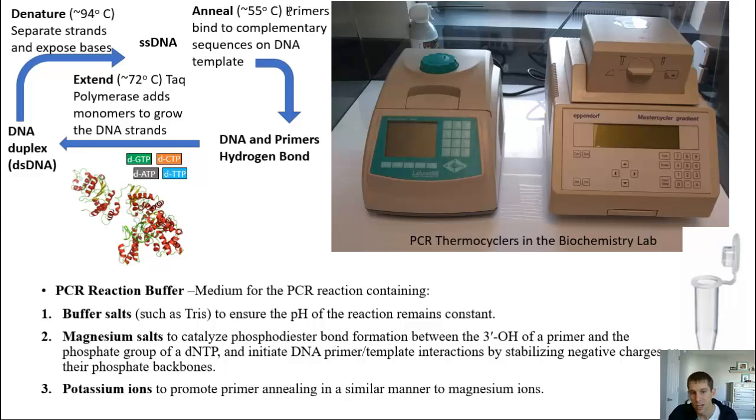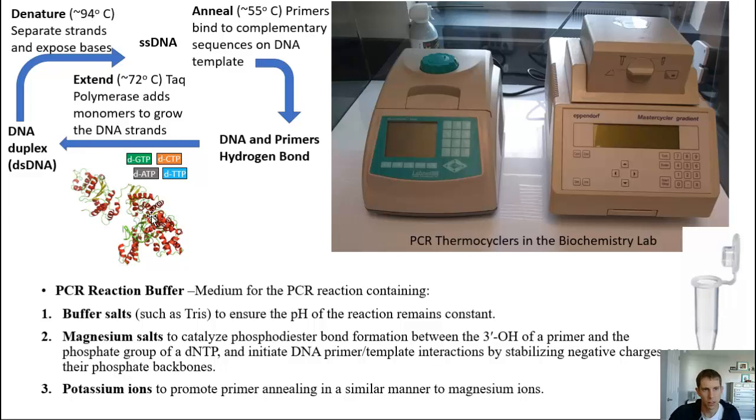And that's pretty much it, except for our PCR reaction buffer, which includes some buffer salts, magnesium salts, and potassium salts to allow our DNA to interact appropriately with our Taq polymerase enzyme so we can build those DNA strands, keep everything relatively stable, and allow that multiplication to occur.